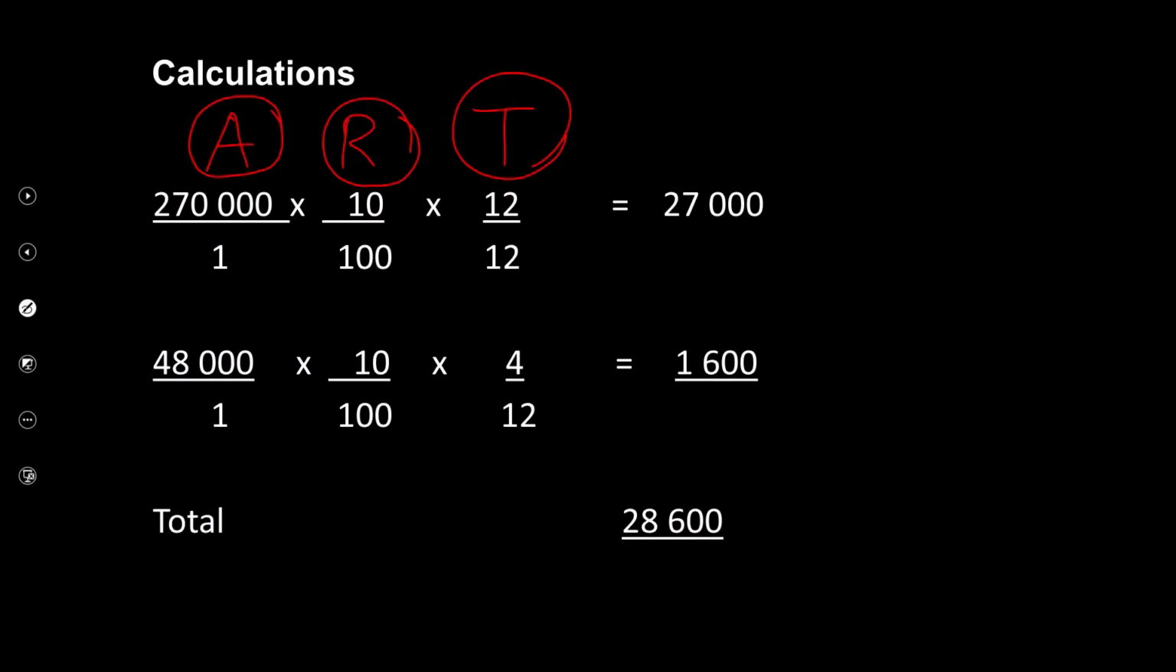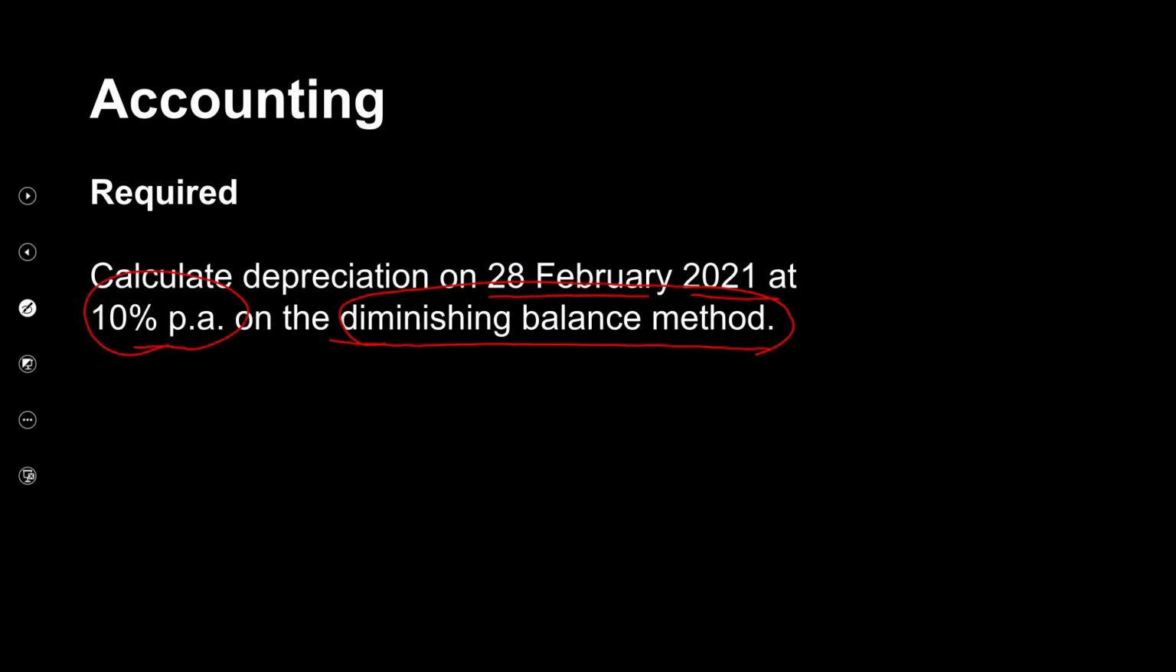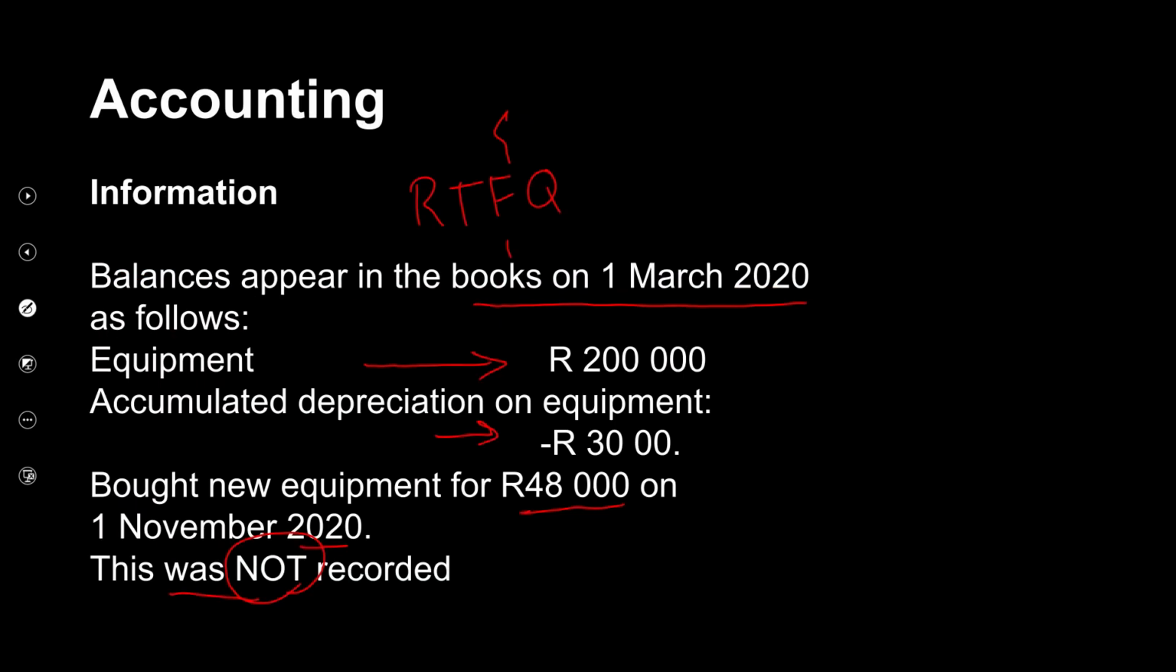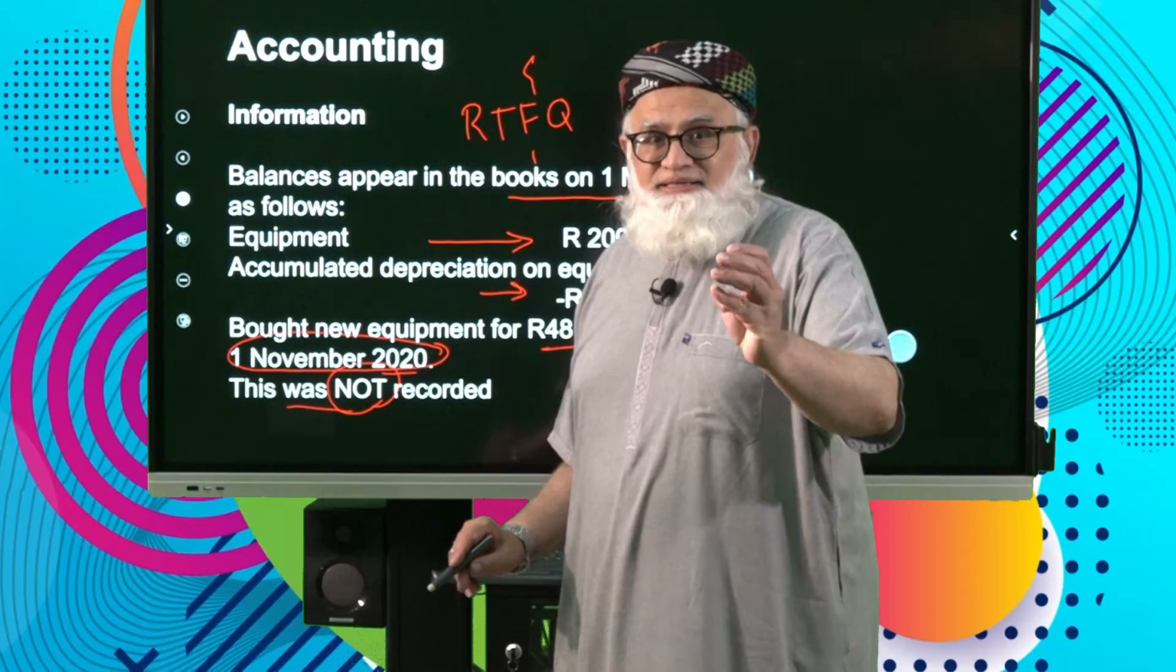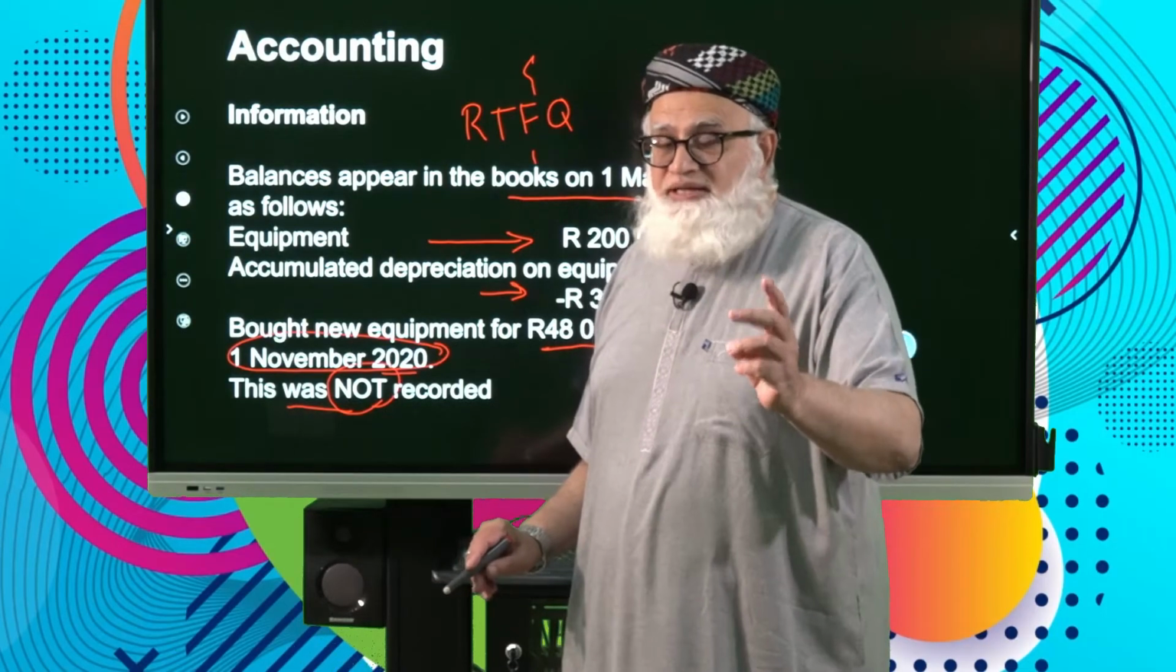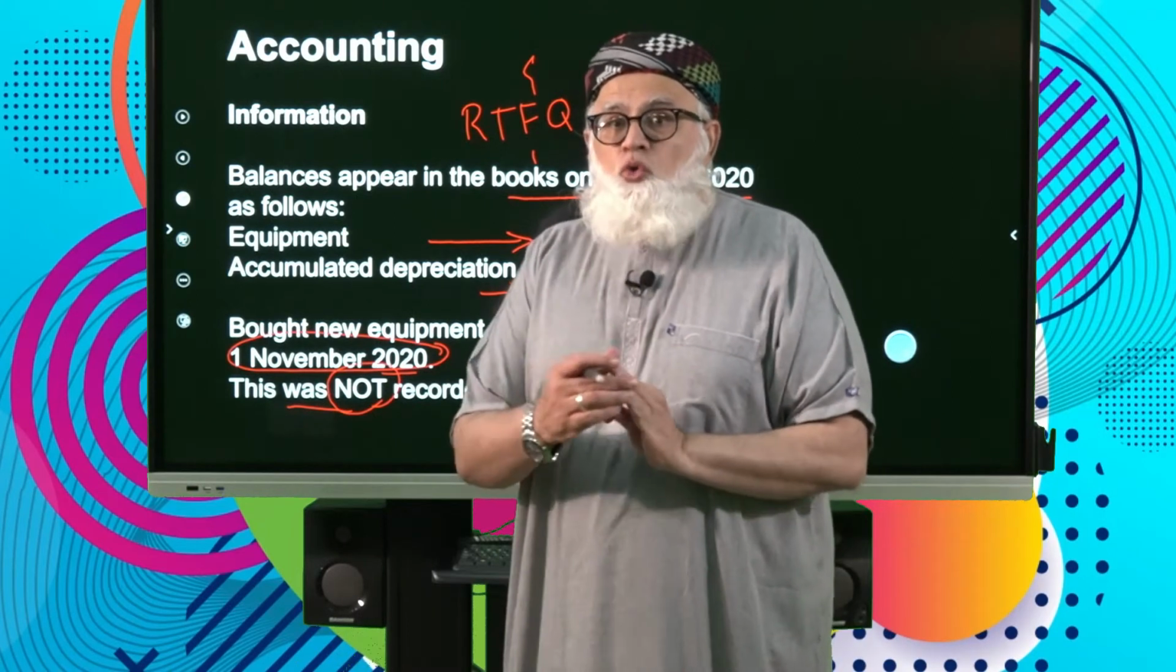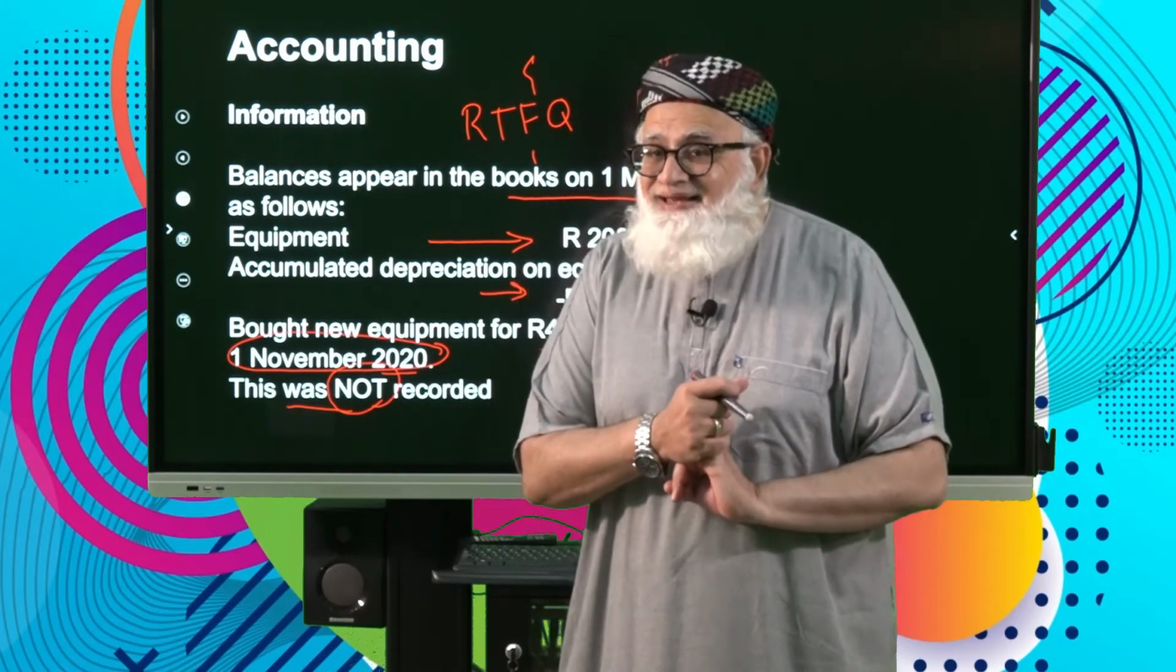So, in this particular calculation, it's my 270,000 times 10% times 12 over 12, which will give me a figure of 27,000 Rand. Obviously, we're not going to use our calculator for that because it's a straightforward calculation. Now, if you look at your next calculation, remember, you had purchased new equipment on the 1st of November 2020, right? So if you count November, December, January, and February, that means the new equipment was only used for 4 months.